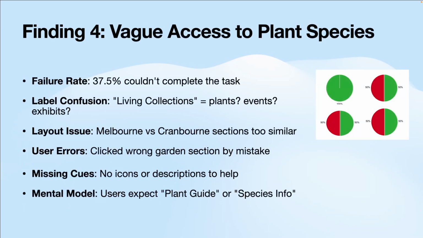Finding 4 shows a 37.5% failure rate for accessing plant species information. The living collections label is ambiguous. Users weren't sure if it meant plants, events, or exhibits. The similar layout of Melbourne and Cranbourne sections caused user errors, and missing visual cues made navigation difficult. Users expect clearer labels like plant guide or species info.